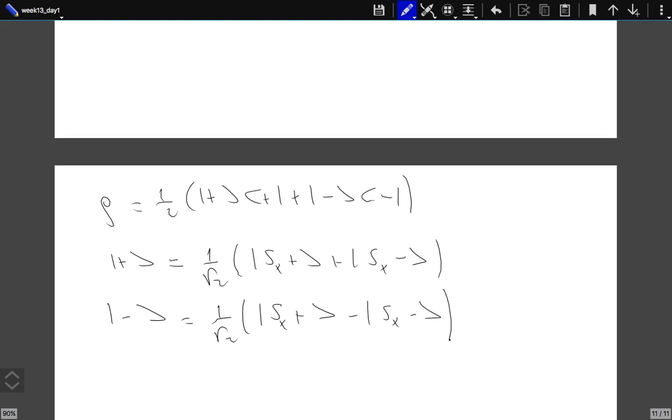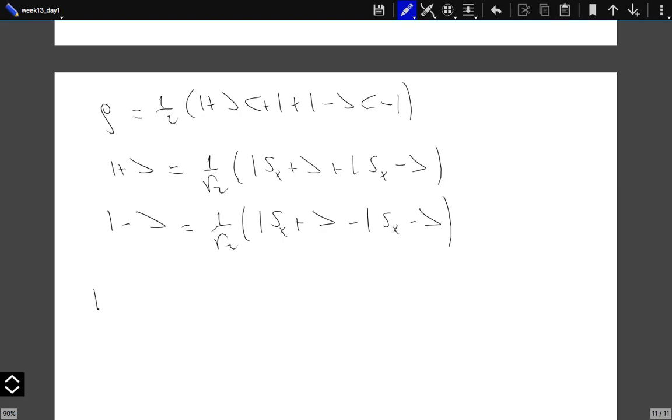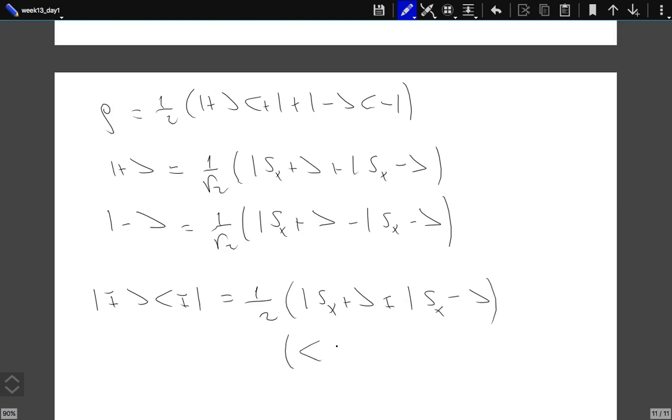Do you agree? Let's look at this operator. I either take the lower sign on both sides or the upper sign on both sides. This is equal to 1/2 Sx plus or minus Sx minus times Sx plus or minus Sx minus.